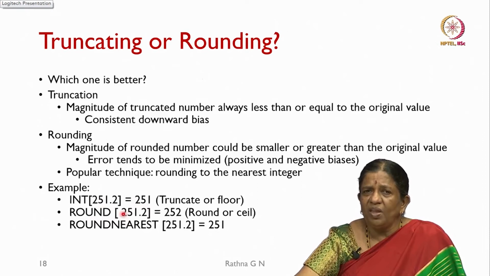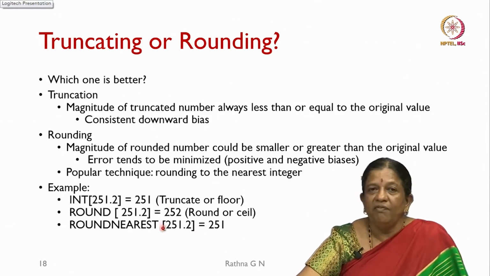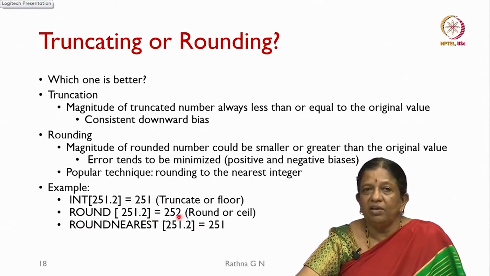Whereas, if it is rounding, it will also result in the same value. Sorry, rounding is where you are adding 0.5. So it becomes 251.7, which is going to be rounded to 252. We call it the ceil value, which is what you will be considering in normal number representation. Or I can have a round-to-nearest function defined, 251.2, which is going to be 251. So you will see that truncation and round to nearest almost match, whereas rounding has increased the value of the number.